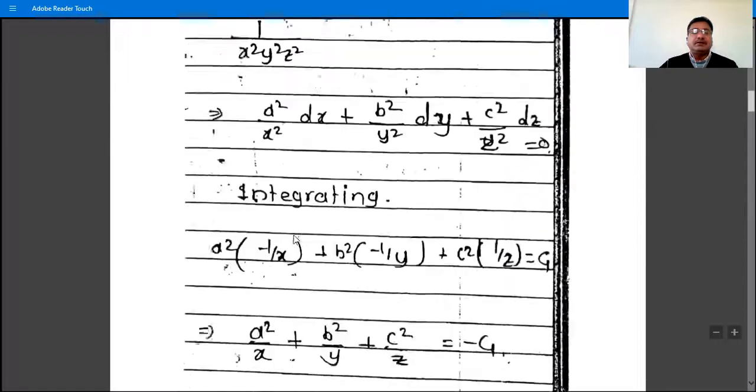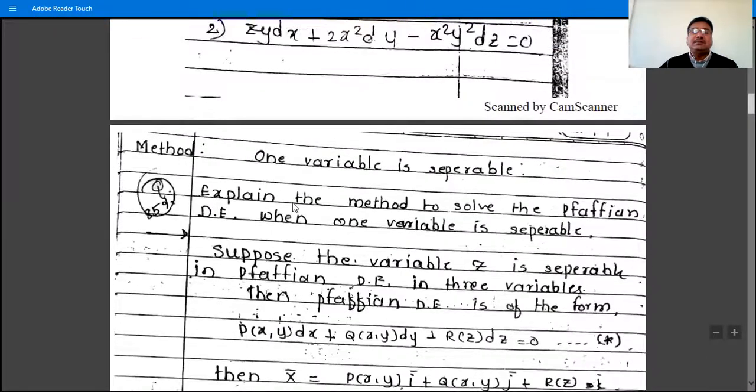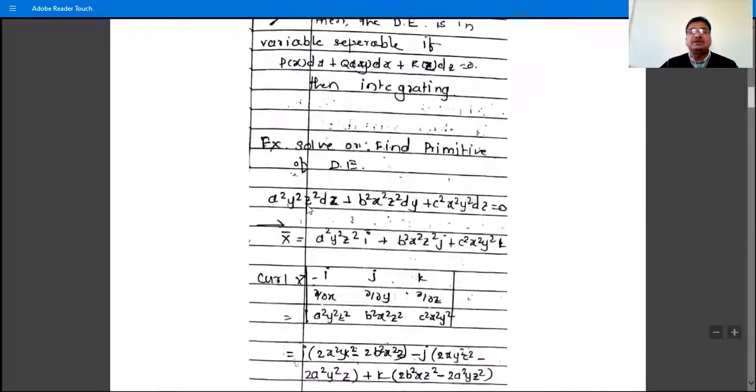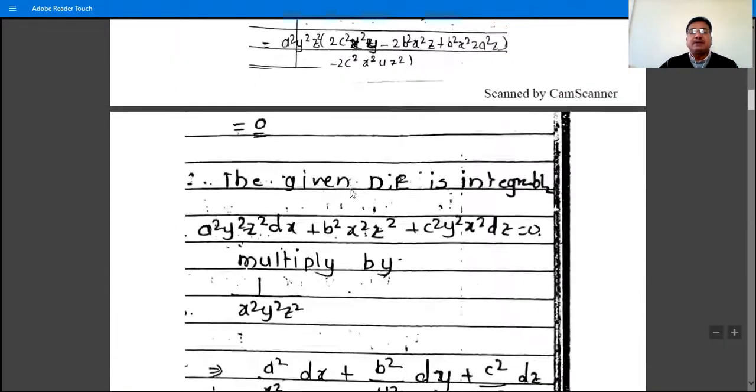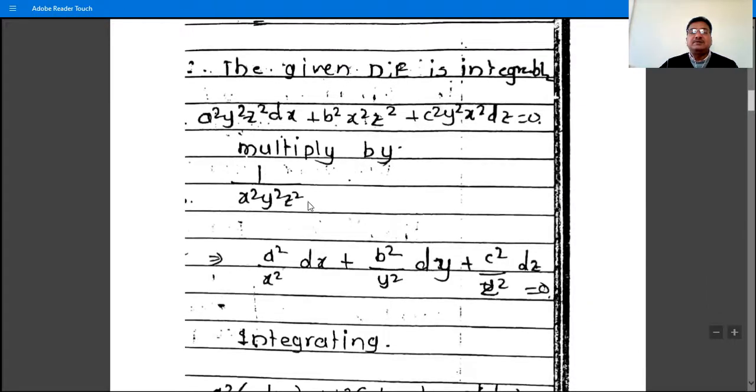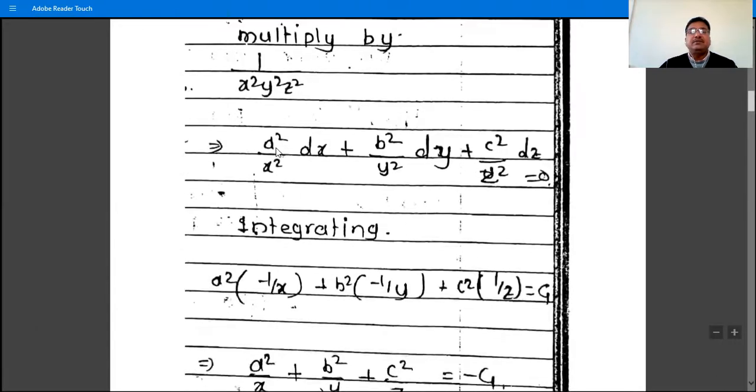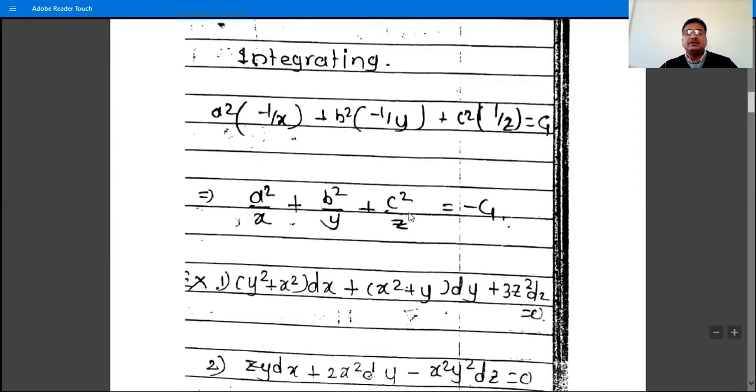So what is the next type? The first type is variable separable, that is, all three variables are separated. For example, if we divide this example by x square y square z square, then we have this equation. If you observe the coefficient of dx, it is in terms of x. The coefficient of dy is in terms of y. And the coefficient of dz is purely a function of z. Therefore this is three variable separable, a variable separable differential equation, and just integrating, we have its general solution.